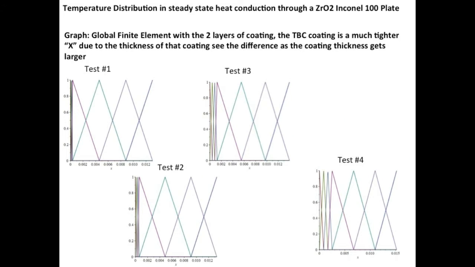These graphs shown on this slide were also created through Maple in the 1D modeling process. The 4 tests are showing the global finite element with the 2 layers, with the TBC coating region much tighter in the X as shown due to the thickness of the coating. You can see the difference as we move to the right. In test 4, the spacing obviously increases versus test 1, where the coating is very, very tight. I did keep the mesh and the nodal amount as 3 for both, but I will be varying that for my final report out.